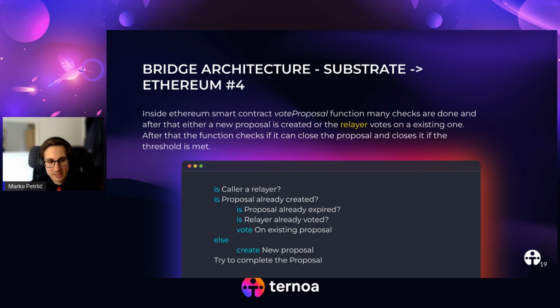And if the threshold has been met, then the proposal is going to be executed and you will receive your funds on the Ethereum side. Now, since on the Ethereum side, you need to wait at least 10 or 15 blocks to be sure that everything is correct, it's a bit slower than on the substrate side, but that's the nature of the chain itself, and this is not something that we can change. So if you're sending from Ethereum to substrate, it is going to be, of course, faster than if you're sending from substrate to Ethereum.